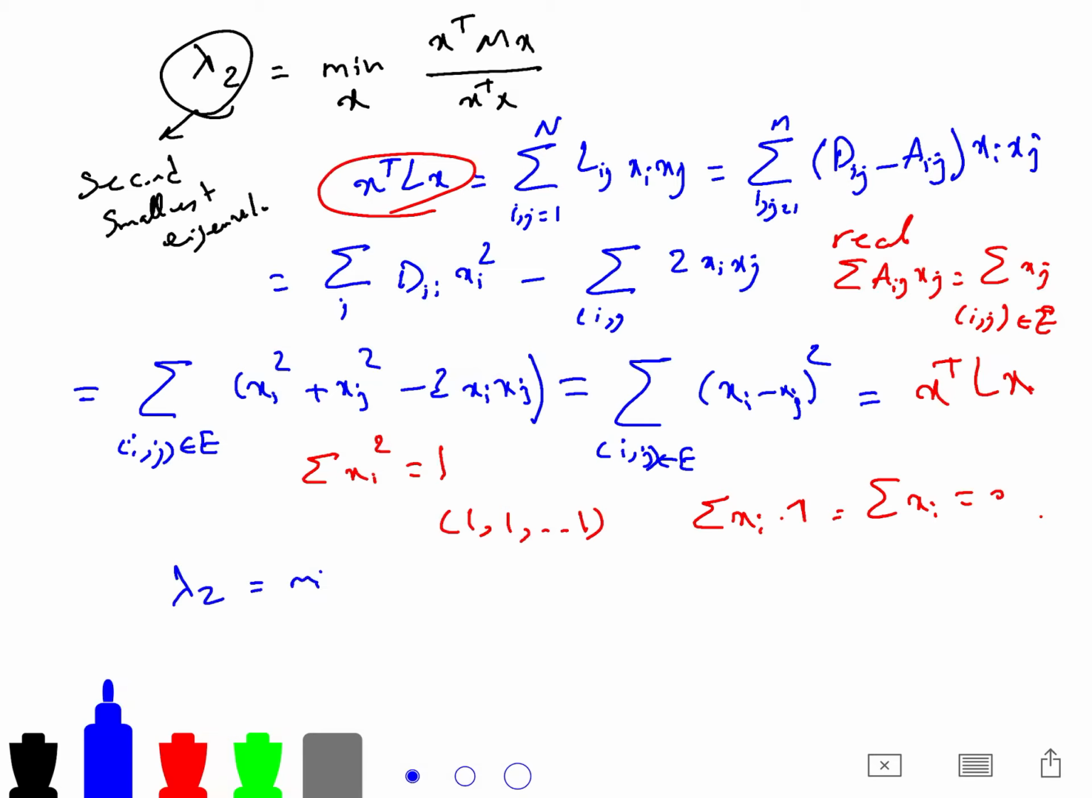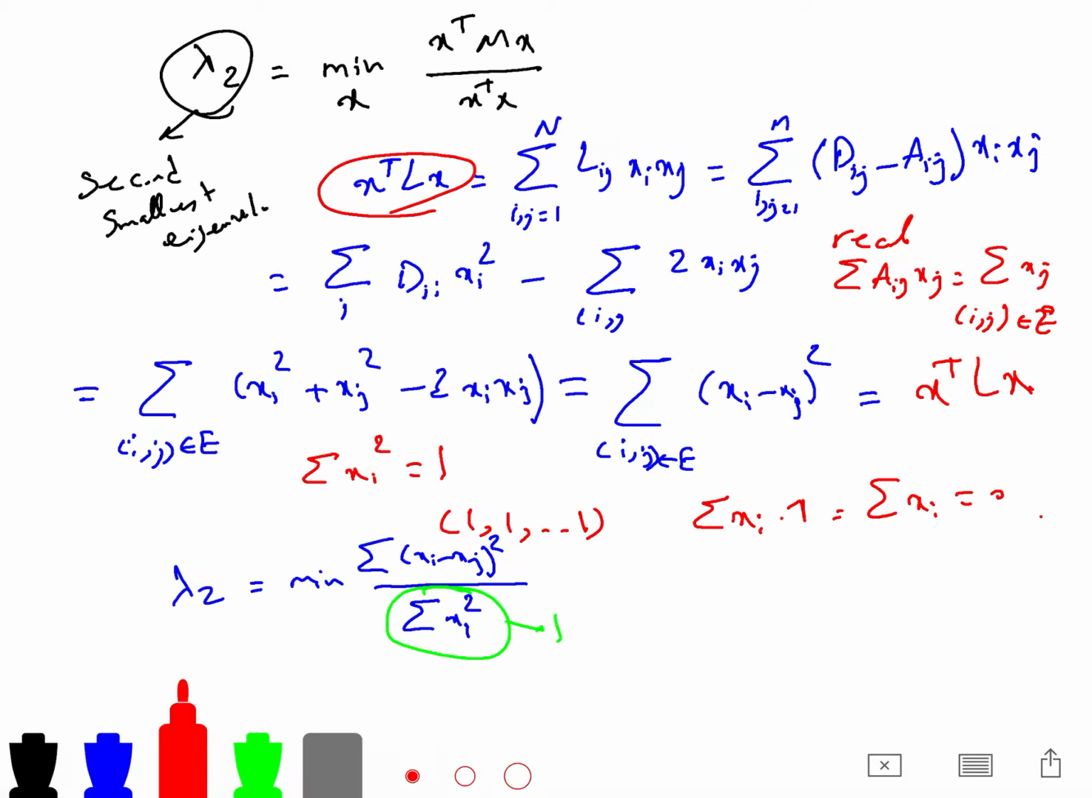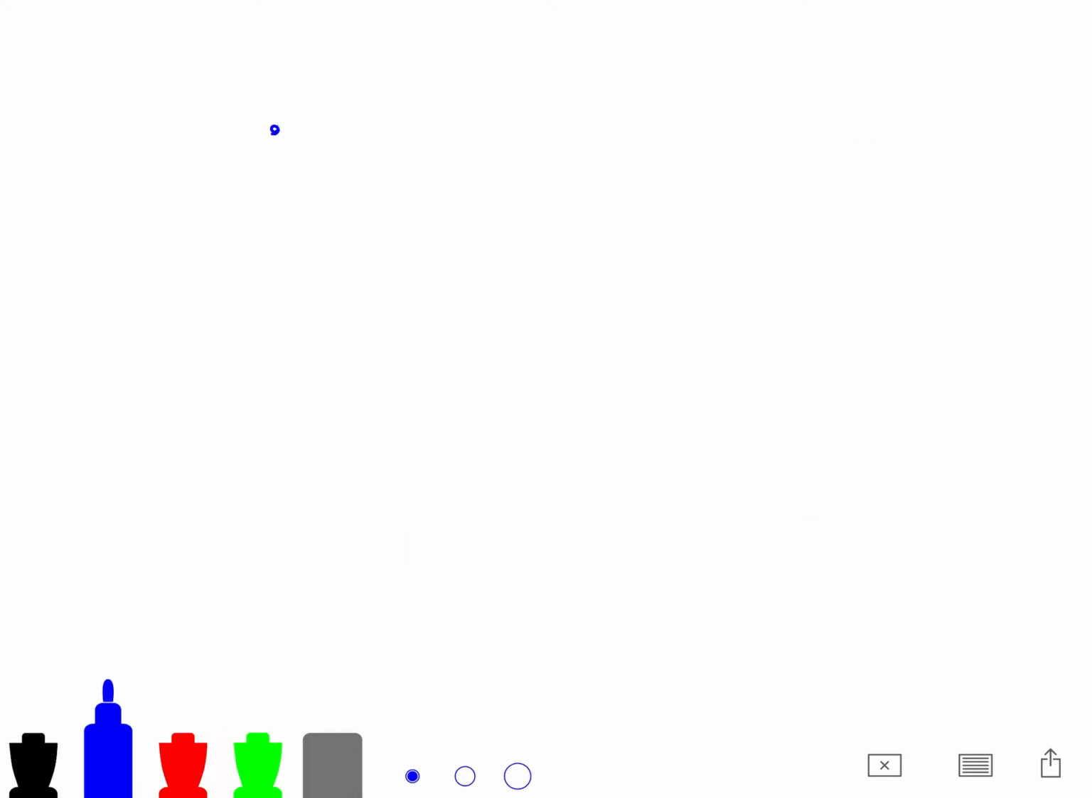So when I say lambda 2 is the minimum of that, it means that we have proved that this is xi minus xj squared over sigma xi squared. And I've just said that this is 1. So this one is equal to the minimum of xi minus xj squared, where i and j is inside E. So we want to minimize the number of crossing edges.